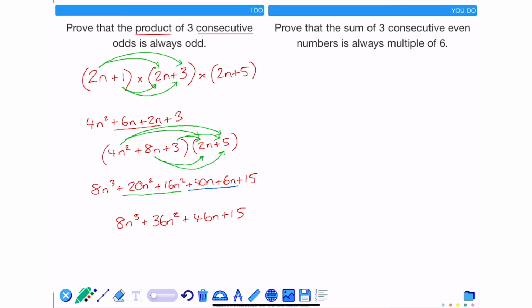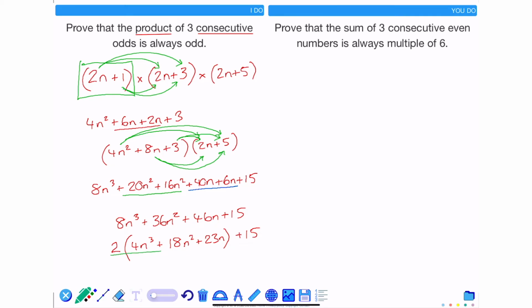To prove that something is always odd, a bit like how I first constructed my very first odd number, I started with an even number and I added 1. Here we can see that the first three terms of this are all multiples of 2. So taking out a common factor of 2, I then get 4n cubed plus 18n squared plus 23n, and then add 15.